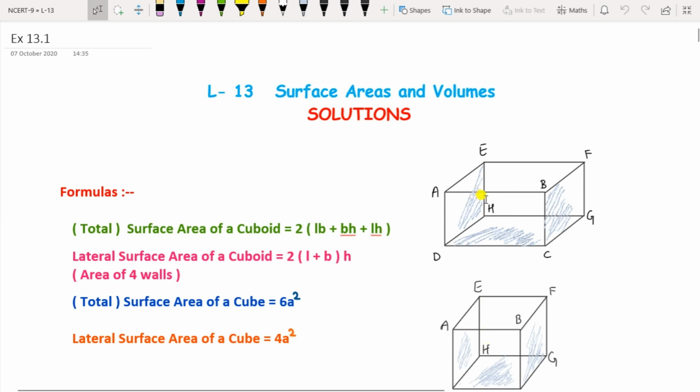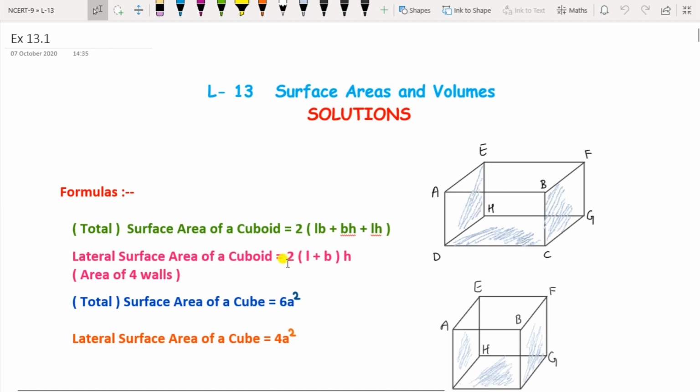To find the total surface area of a cuboid, the formula is 2 bracket length into breadth plus breadth into height plus length into height. That is the surface area of all the 6 faces. The second formula for the cuboid is the lateral surface area, also called the area of 4 walls. That is the 4 side walls, where the top and the bottom are excluded.